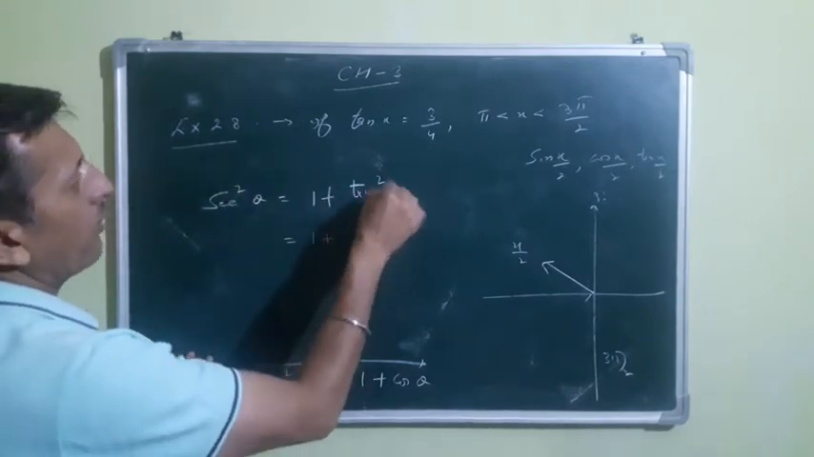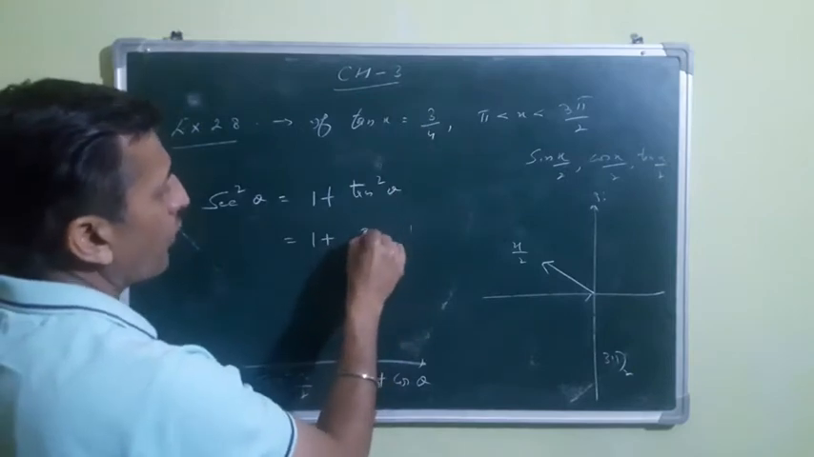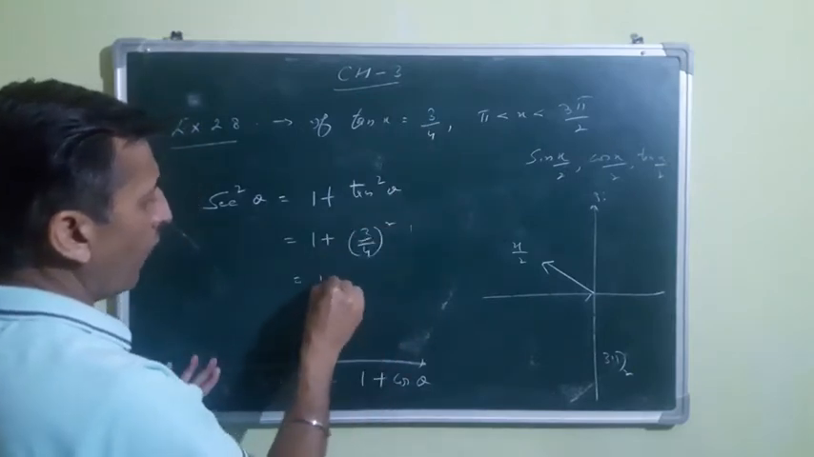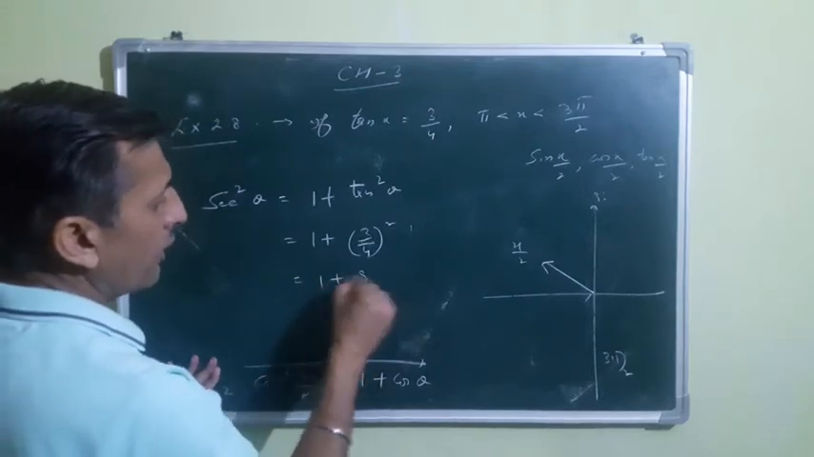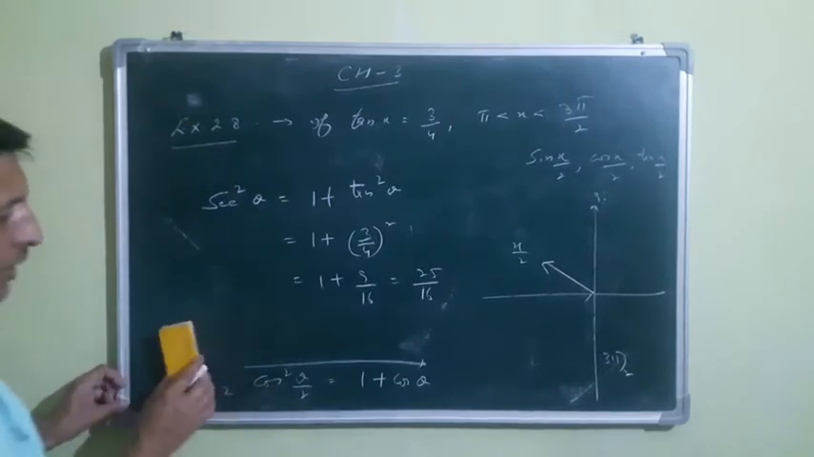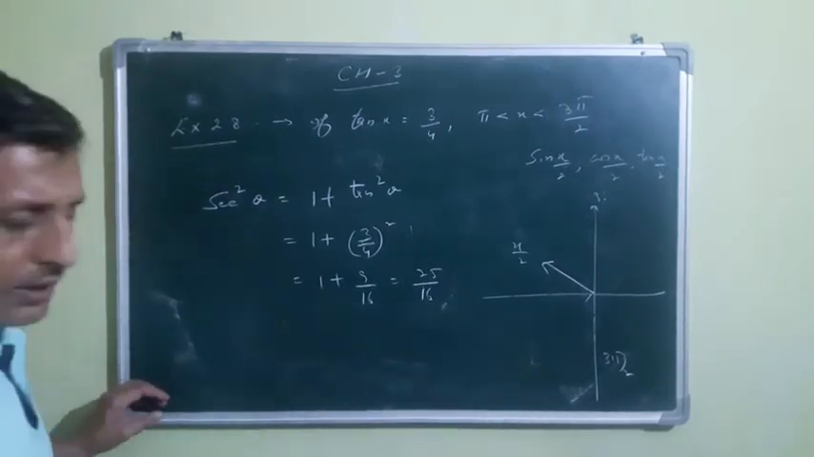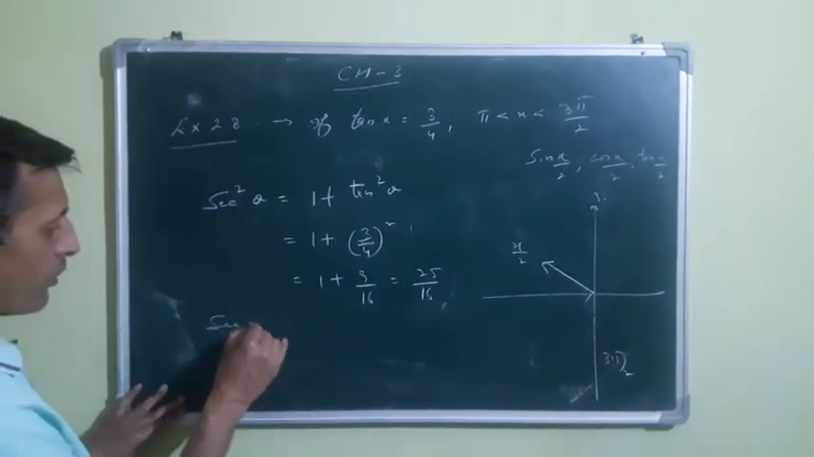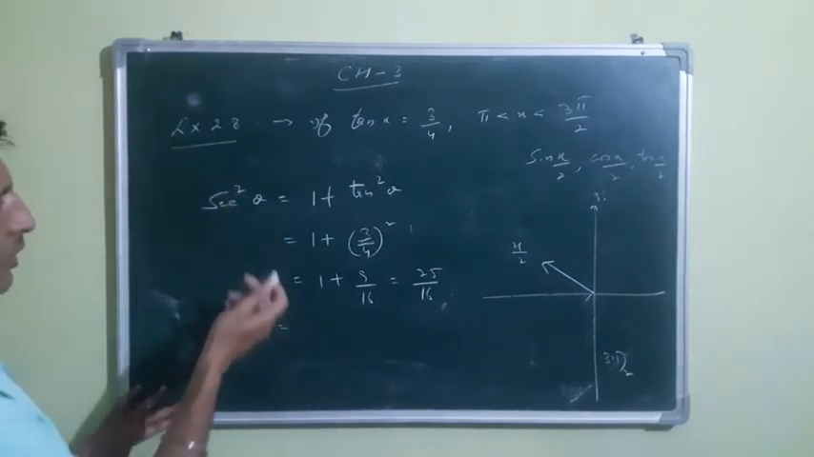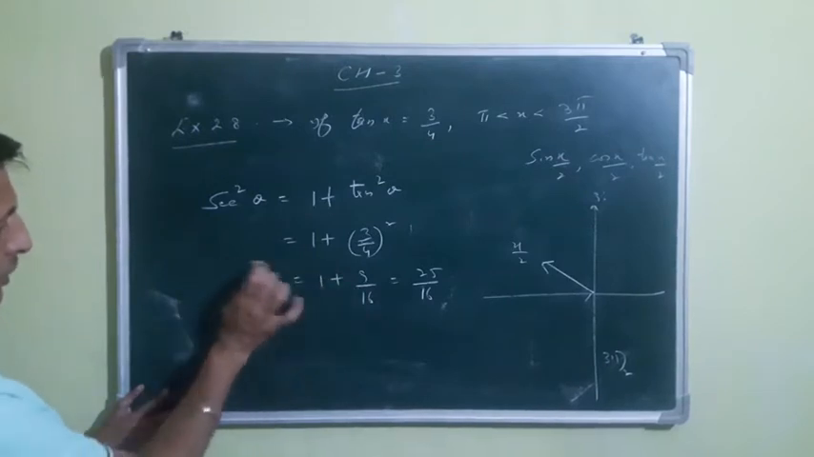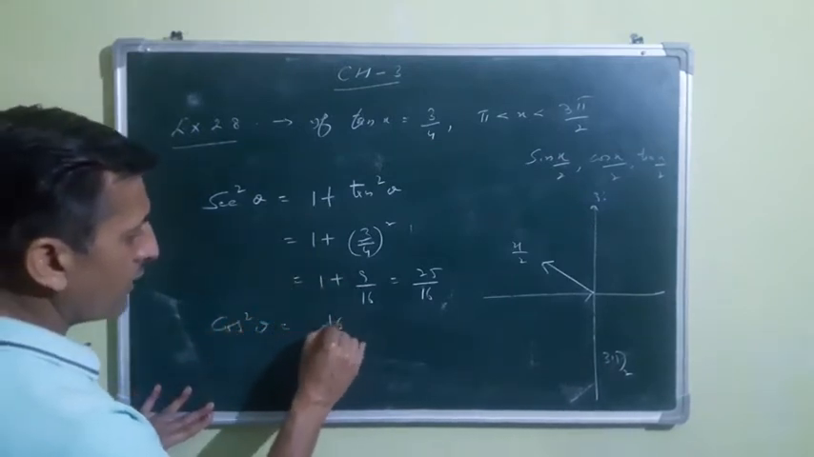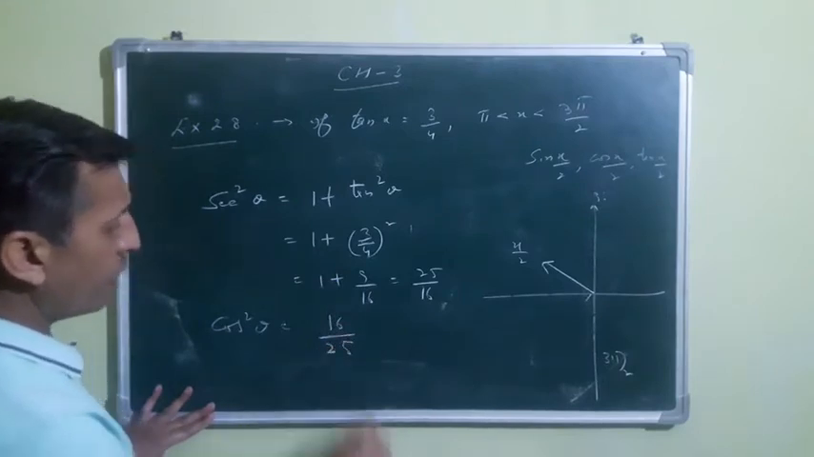1 plus 10. Now tan theta is equal to 3 by 4, so it's (3/4) whole squared, and that gives 1 plus 9 by 16, which gives 25 by 16. But we need only secant theta, so otherwise you can say cos square theta, which is the reciprocal of this one, 16 by 25.